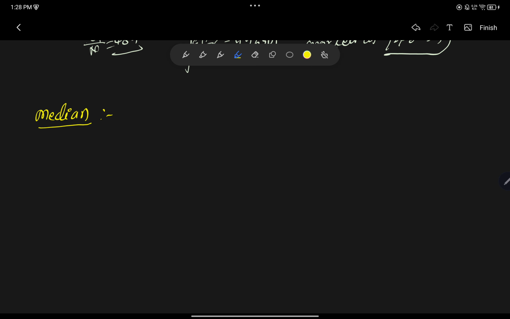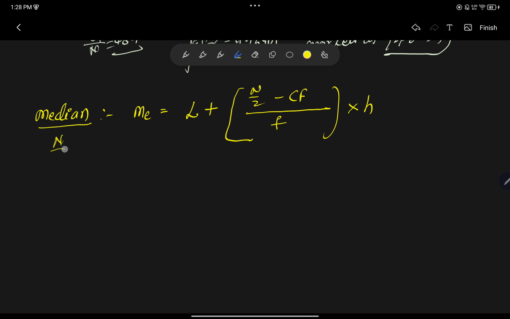For the same question, as per the median formula, what is the median formula? Median, ME, is equal to L plus (N by 2 minus CF) divided by F, into H. Correct? This is the formula. Also, we need to find N by 2, you know, right?